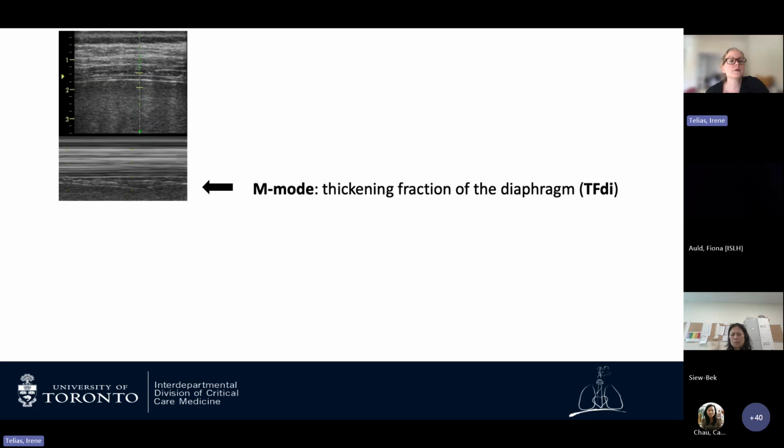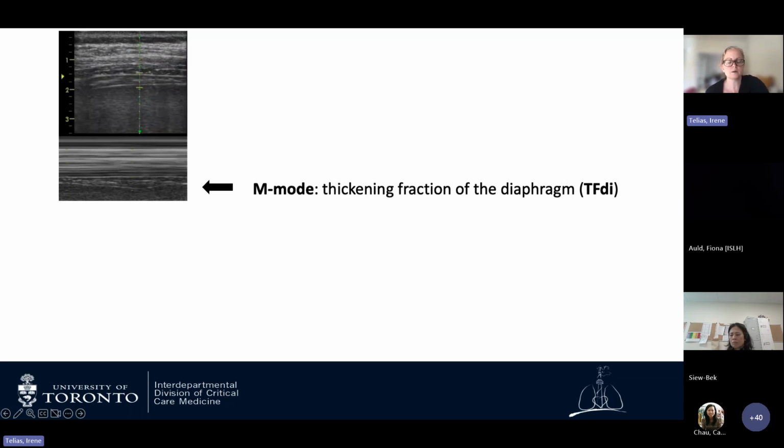Okay, so how can we quantify inspiratory effort using this method? We change the mode from B mode to M mode, which you see here, the line in the middle of the image. It will show that point over time. So you sit down, and the diaphragm is the structure highlighted with an arrow, and you see how it's thin, and then it thickens, and then it's thin again.